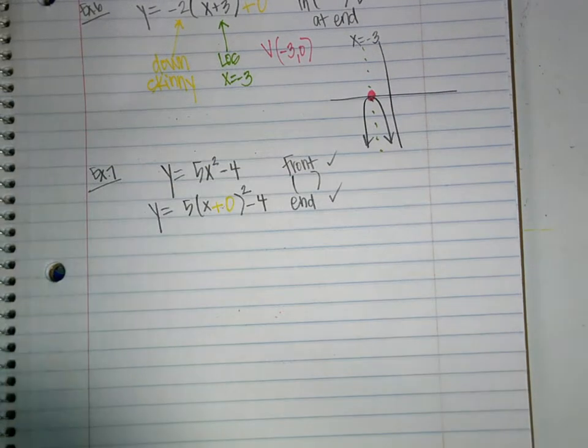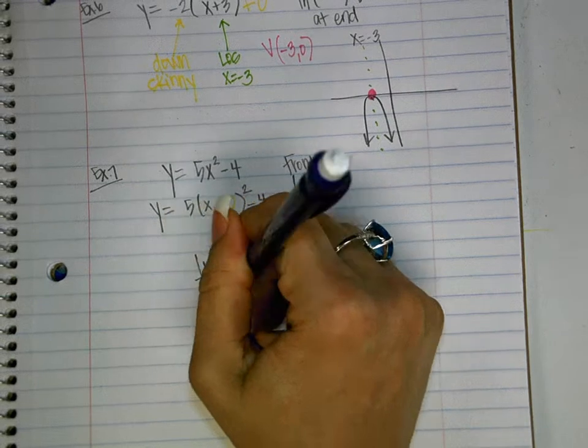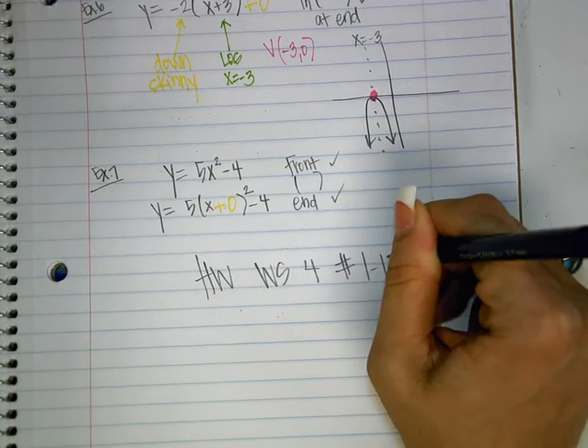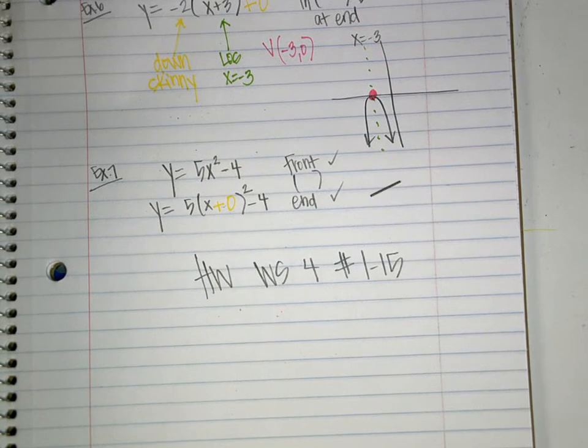Okay? Homework for this objective is worksheet 4. You are doing worksheet 4, number 1 through 15. Okay, worksheet 4, number 1 through 15.